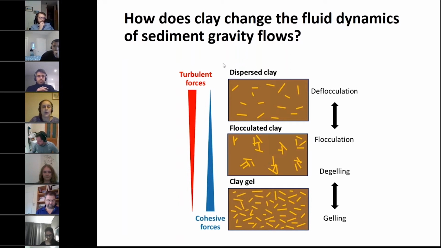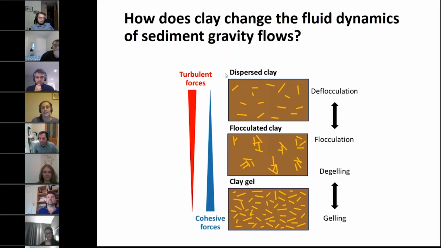So if we start off with the top box, we show dispersed clay in a flow. Here the turbulent forces will be dominating the flow behavior. But if we increase our clay concentration, the clay minerals have a higher chance of colliding and flocculating. We can start to increase the viscosity and the cohesive forces within the flow. If we move down to the bottom box, we have a clay gel. For this part of the flow, we have extremely strong cohesive forces. These can be so strong that they can actually reduce the turbulent forces within the flow.